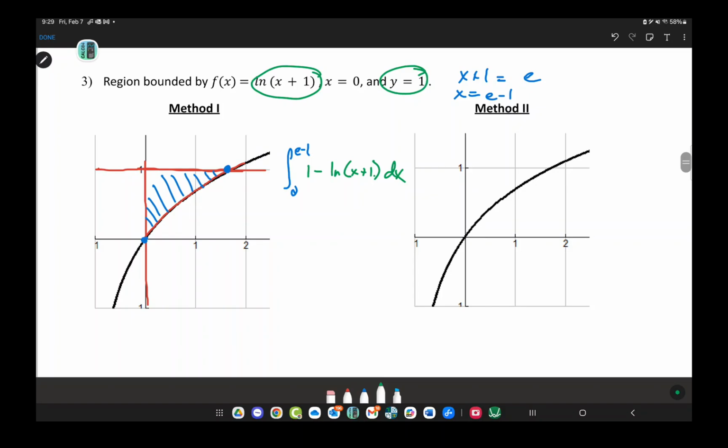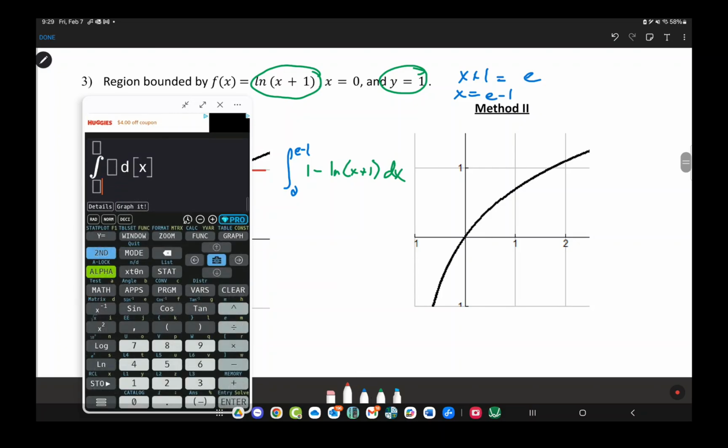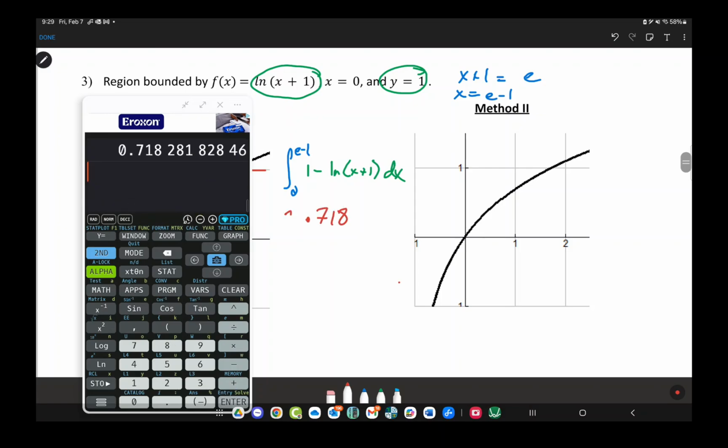Now there's a second way to do this, and I'll show you that in a second. Let's plug this in our calculator. We have the integral from 0 to e minus 1 of 1 minus the natural log of x plus 1. We get about 0.718.